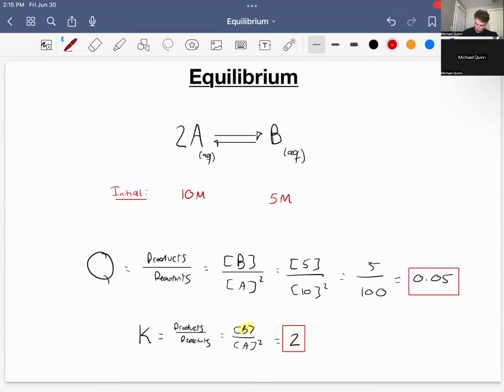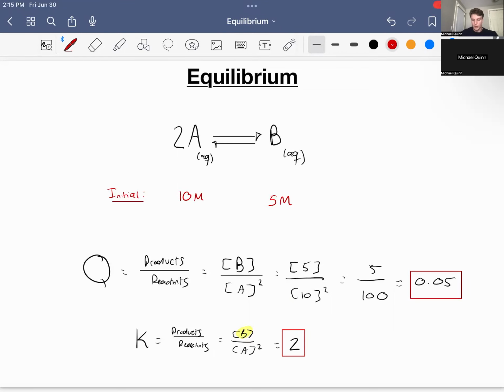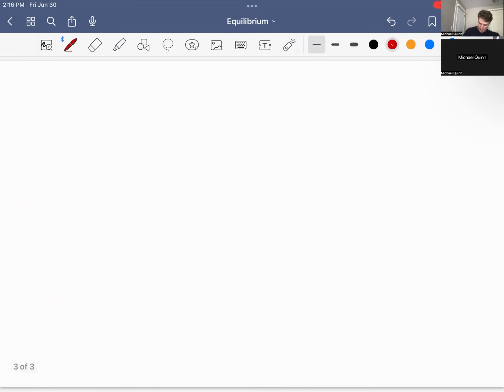We know a lot about this reaction now that we have an expression for Q and for K. So what I like to do is draw a number line to see what we're dealing with. So if we continue this on to the next page, if this is 0, we cannot have a Q or K value lower than 0, because at that point you would have a negative amount of something, which isn't possible. It is possible to have a Q of 0 if you don't have anything, but that's why you start the number line at 0.